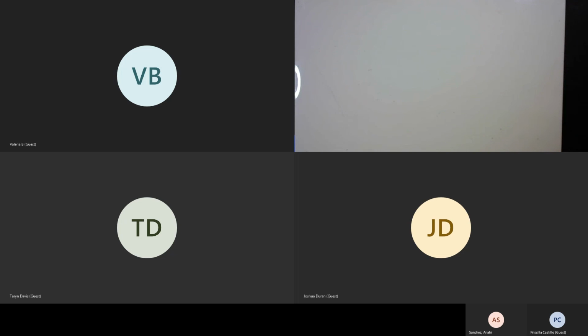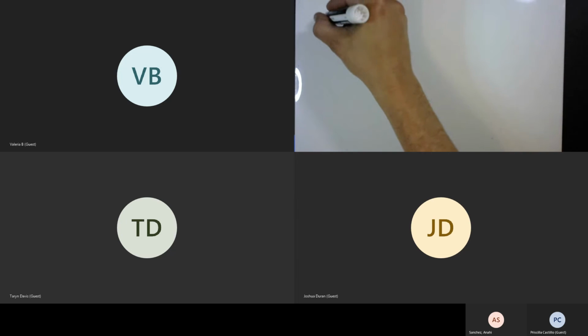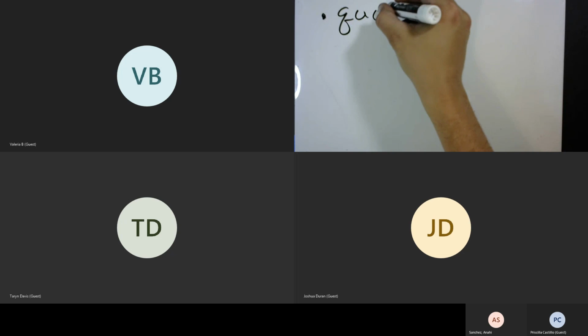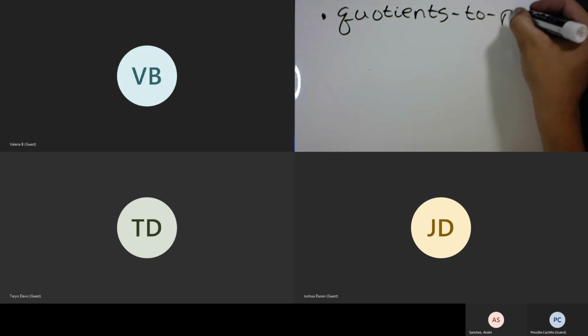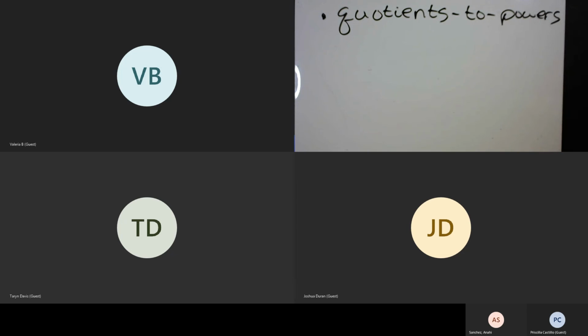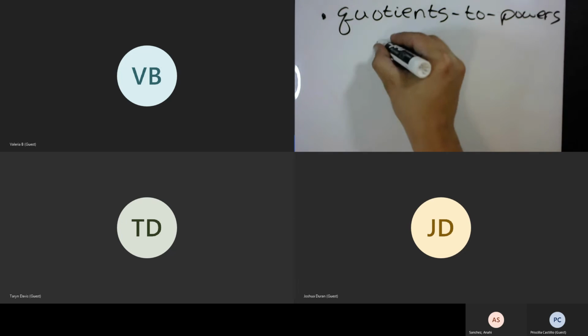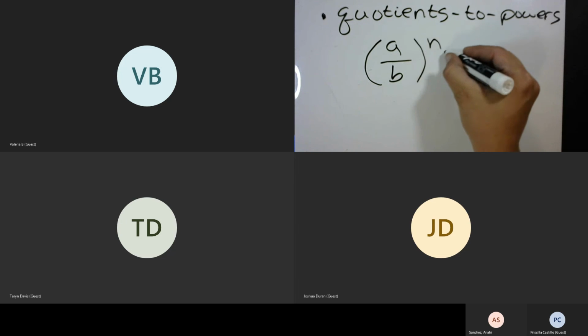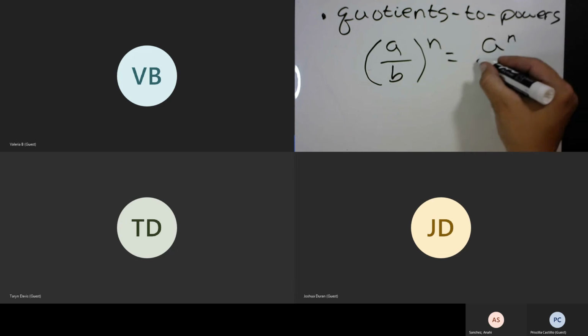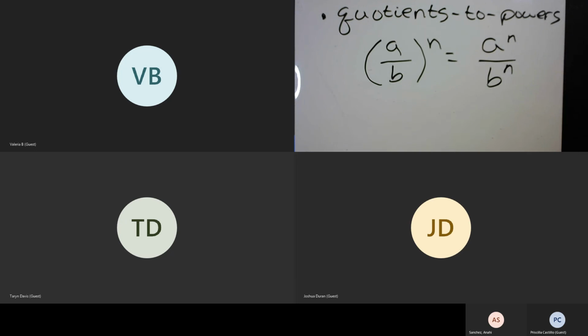If I'm going too fast, let me know. So in general, this is called the quotient to powers rule. If a over b to the n is a to the n over b to the n, whatever a happens to be and whatever b happens to be, even if they're expressions, they're going to be to those powers.